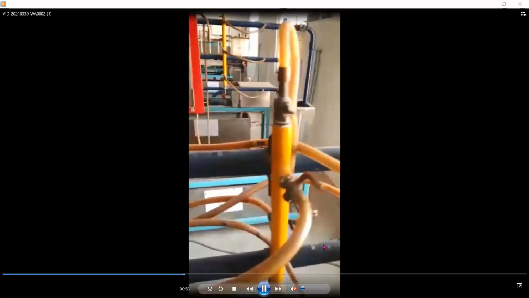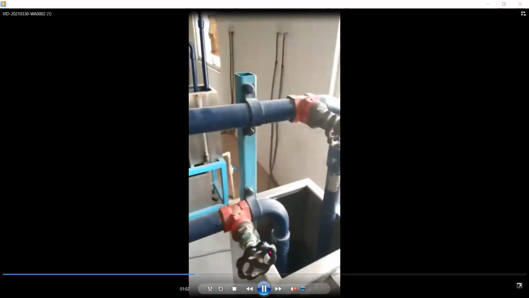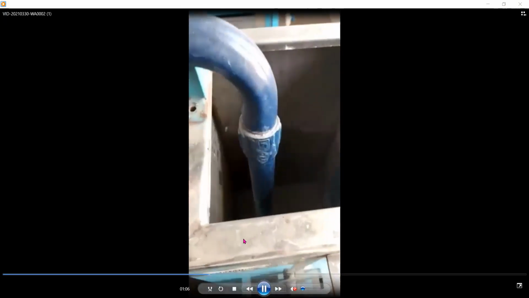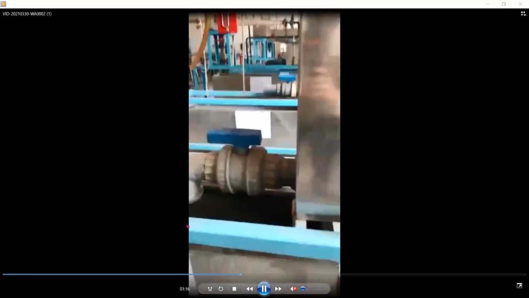Then water will flow through this pipe, and at last we'll collect the water in the collecting tank. And then we are going to find the time taken for the 10 centimeters rise of water in the collecting tank. So this is a scale which shows the 10 centimeters reading.